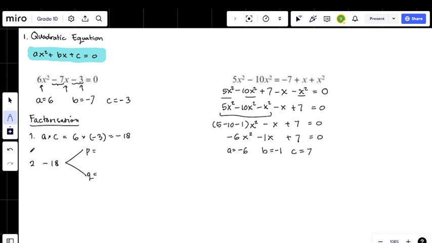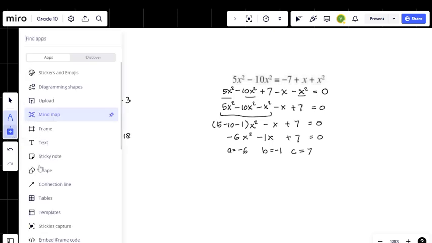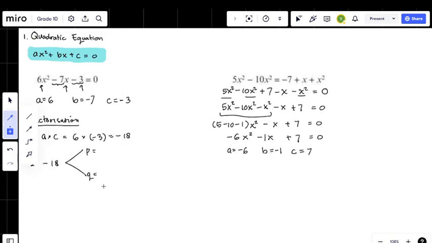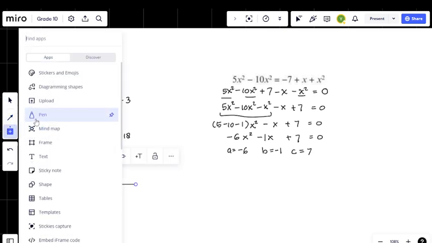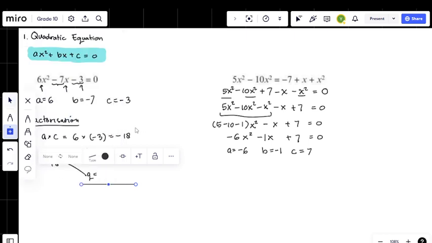And find numbers where their product would be negative 18. Okay, where their product is going to be negative 18, but when we add them, that's going to be negative 7. Ya, jadi kita cari ya setelah kita dapatkan A kali C ini. Nah, kita cari dua buah angka yang kalau dikalikan negatif 18, tapi kalau dijumlah hasilnya negatif 7.